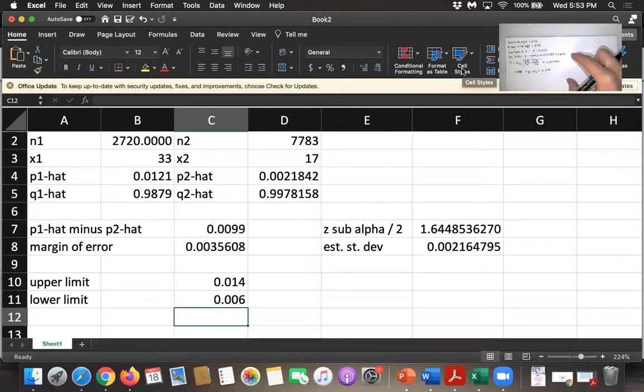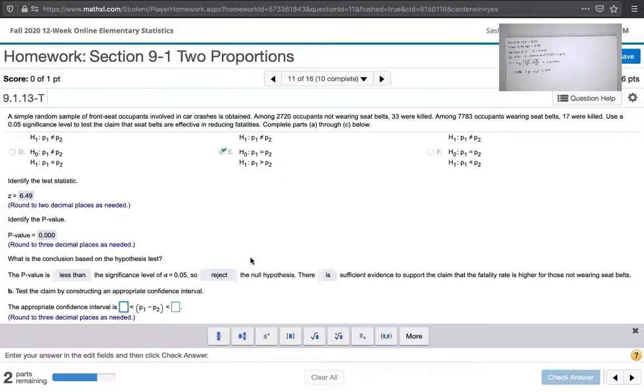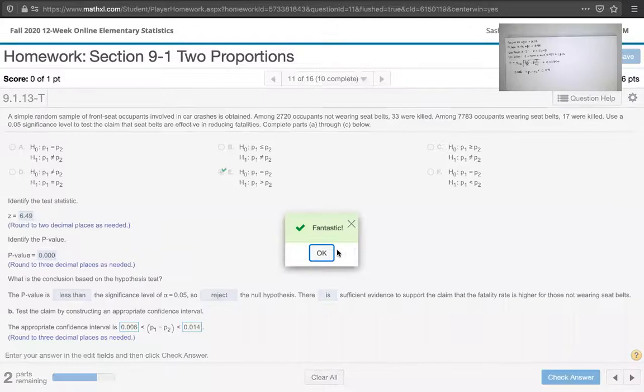Okay, so I've just written down everything that I had in Excel over here. So that's my upper limit and my lower limit. Let's go type this into my lab statistic. So the lower limit is 0.006 and the upper limit is 0.014. Okay, great.